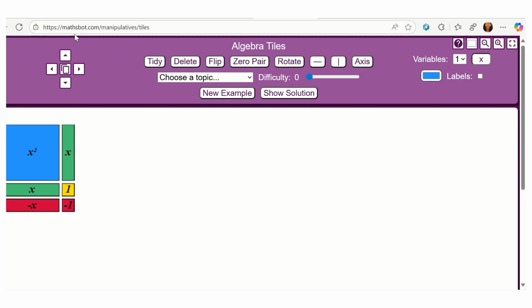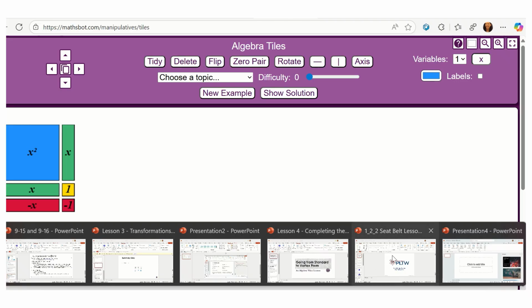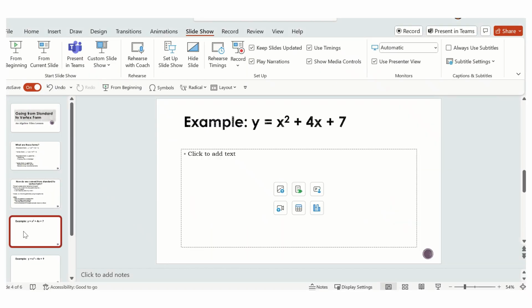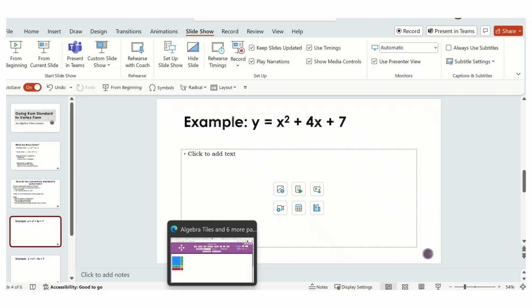And I'm going to take you over to this website. So this is mathsbot.com, manipulatives tiles. And you are welcome to use this for modeling yourself if you don't have a set of algebra tiles at home. I'll try to remember to link the website in Teams so that you have access to it. So we are doing x squared plus 4x plus 7. So if you didn't remember which one we're doing, we are doing this one right here, x squared plus 4x plus 7.